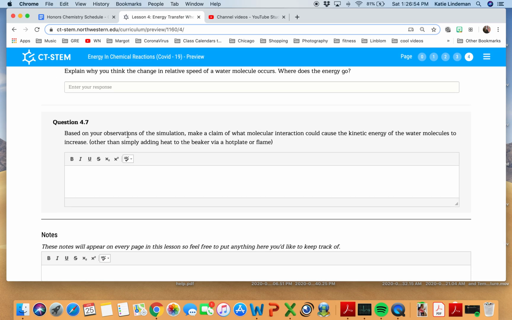And finally, based on your observations of the simulation, make a claim. Okay, so remember, anytime we are making a claim, we are trying to say something that is valid based off of evidence that we can gather. So make a claim of what molecular interaction could cause the kinetic energy of the water molecules to increase.